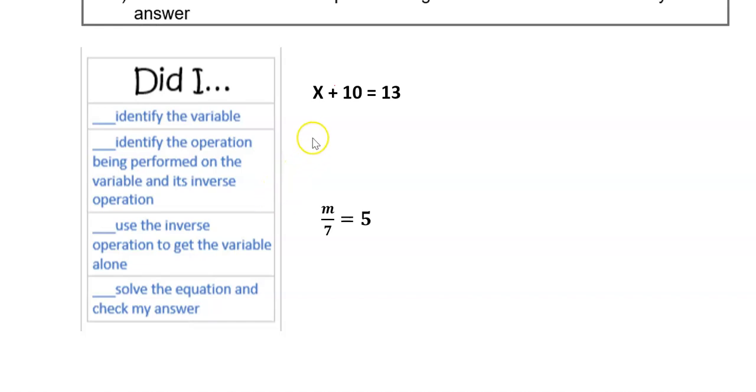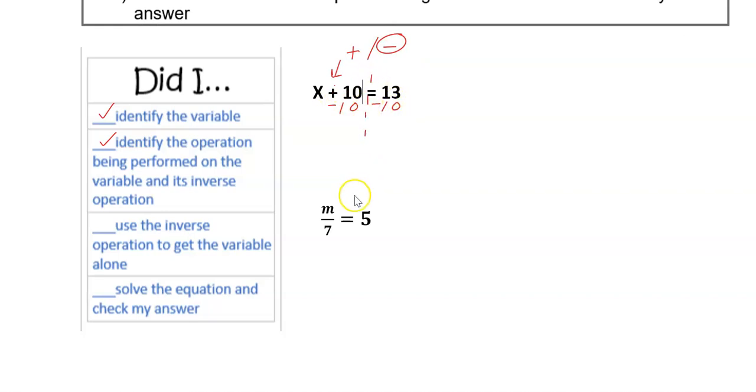Okay, so the first thing we want to do is identify the variable, which here the variable is x. Next, we want to identify the operation being performed on the variable and its inverse operation. So the operation being performed would be addition here. Okay? The inverse of addition would be subtraction. Next, we want to use the inverse operation to get the variable alone. So we're going to go ahead, we're going to use subtraction.